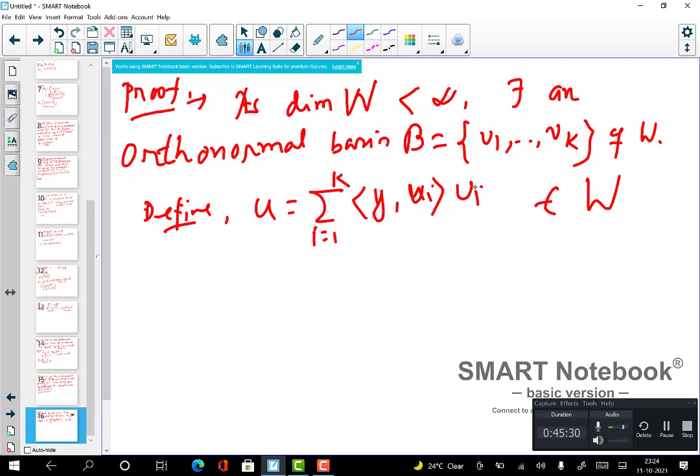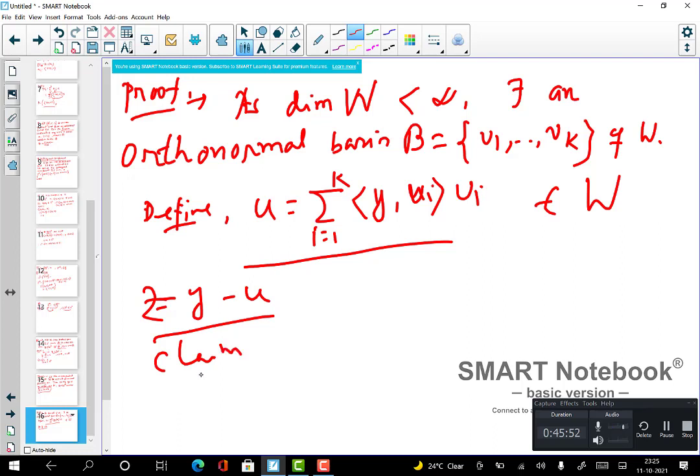So I am claiming that this is the vector which actually satisfies the condition in the given theorem. Okay. Why? Because once this is there, you choose z to be y minus u and check that. So this is my z, and my claim is that this z is actually an element of W perp. Then I am done, right? Because if z is in W perp, then y can be written as u plus z, right?